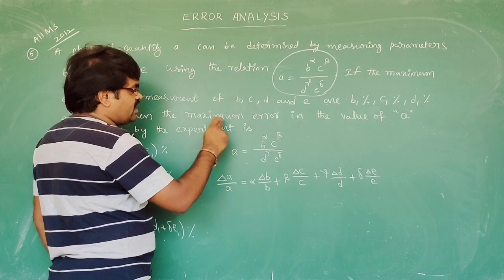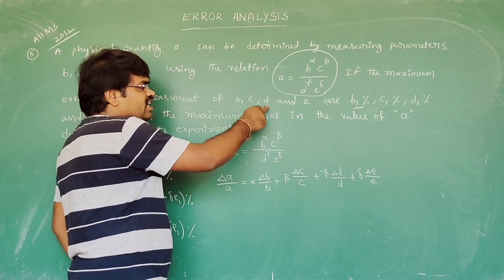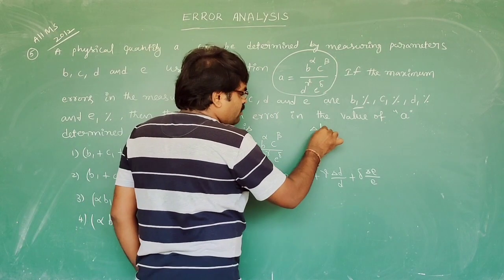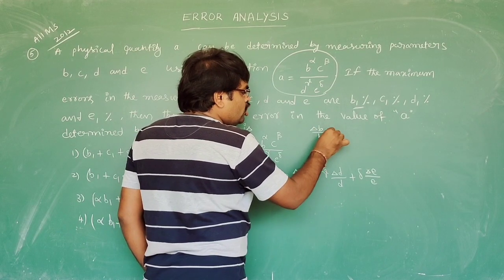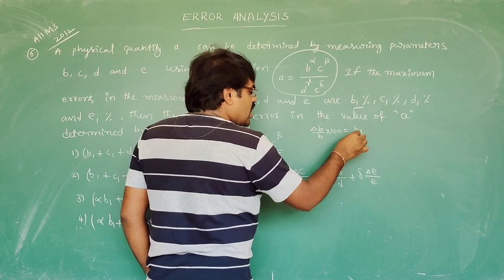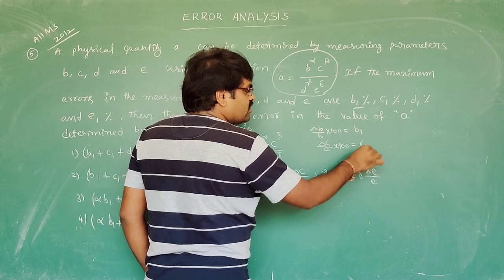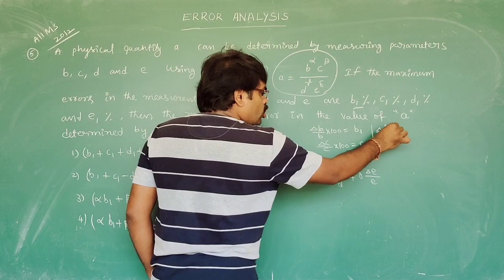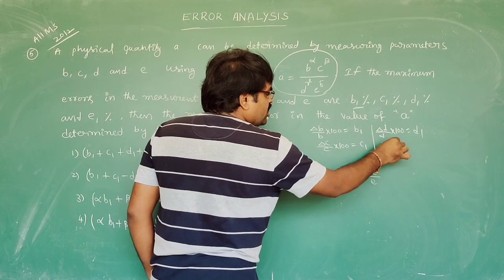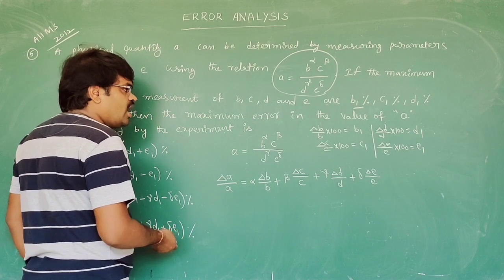Then the errors in B, C, D and E are given in terms of percentage. Means delta B by B into 100 is equal to B1%, and delta C by C into 100 is equal to C1. Delta D by D into 100 is equal to D1, and delta E by E into 100 is equal to E1. That's why it is multiplied with 100.